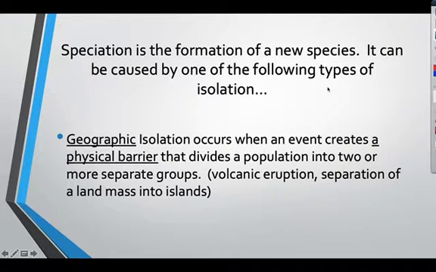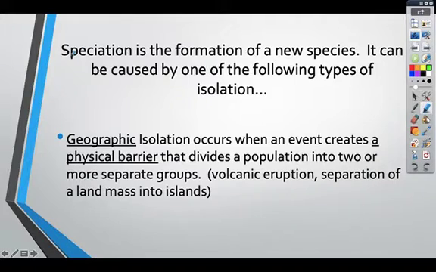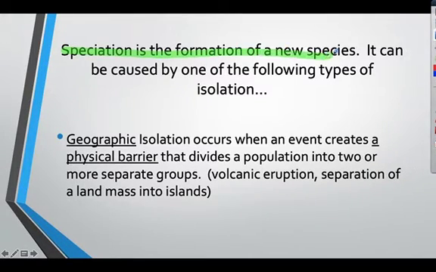Okay. So now, since we mentioned the production of a new species, the next thing we want to talk about is speciation. And speciation is the formation of a new species. Okay, and it's usually caused by some type of isolation. The first type of isolation is geographic isolation, and that word kind of gives you a hint as to what it has to do with. It has to do with geography, it has to do with some sort of physical barrier.